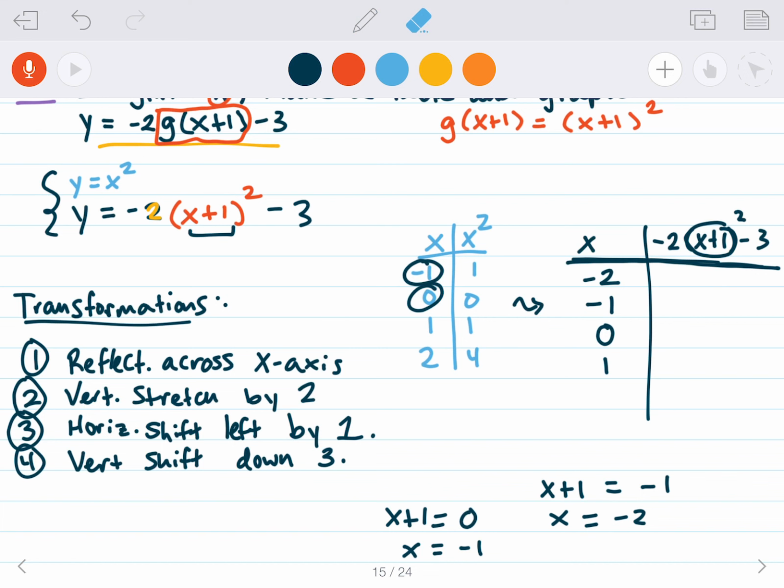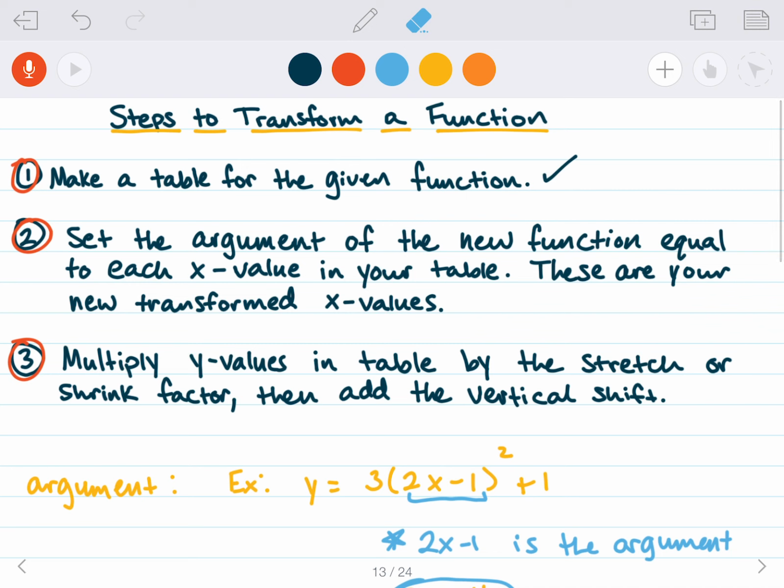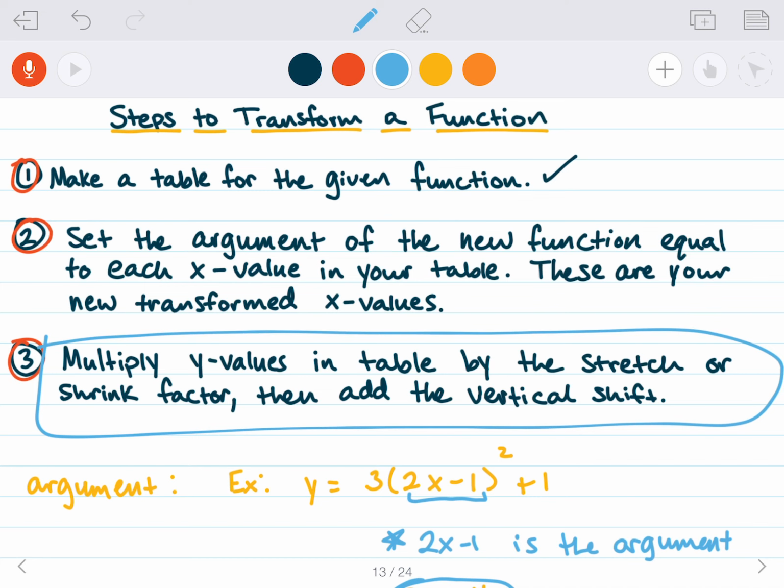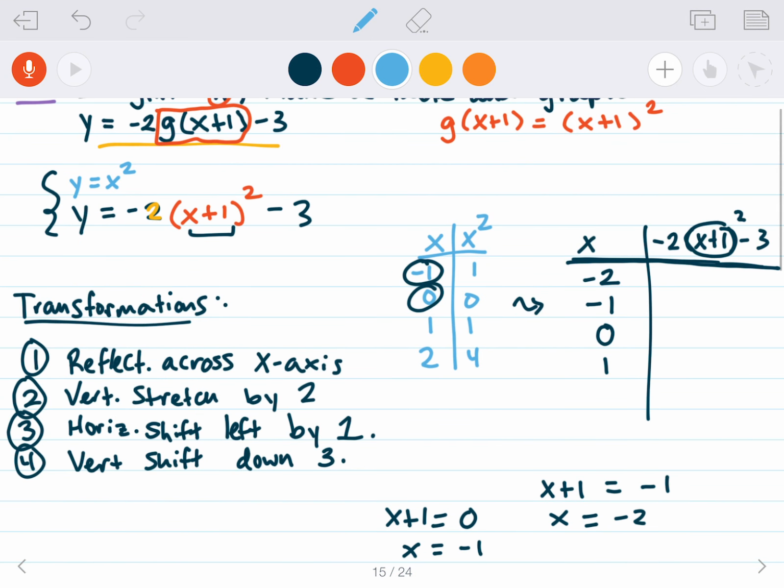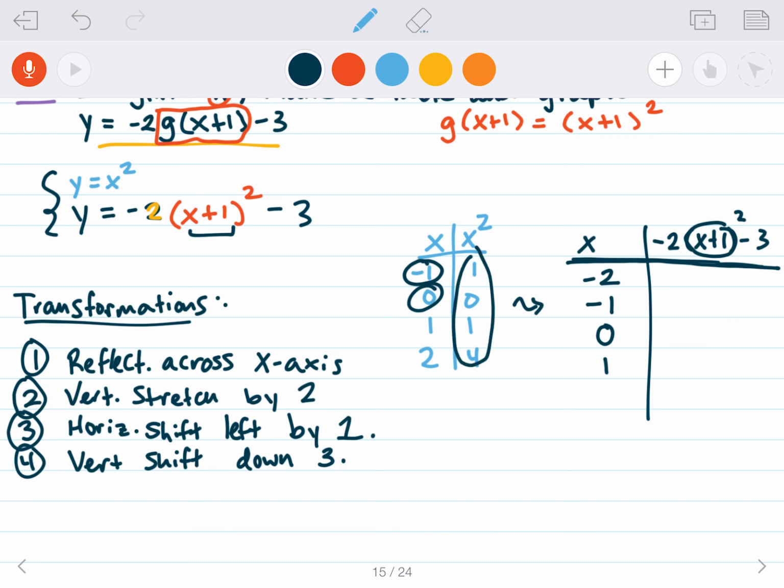Excellent. Okay, so now what we have to do is step 3. Step 3 says, hey, multiply the y values in your parent table by the stretch or shrink factor and then apply the vertical shift. So that's what we're going to do here. We're finished with x. That's great. Now we need to look at the y's. So the first y we have, we're going to multiply by that vertical stretch, which is negative 2. And then we're going to apply the negative 3 after that. So this is going to give us a net result of negative 5. That's our output here.